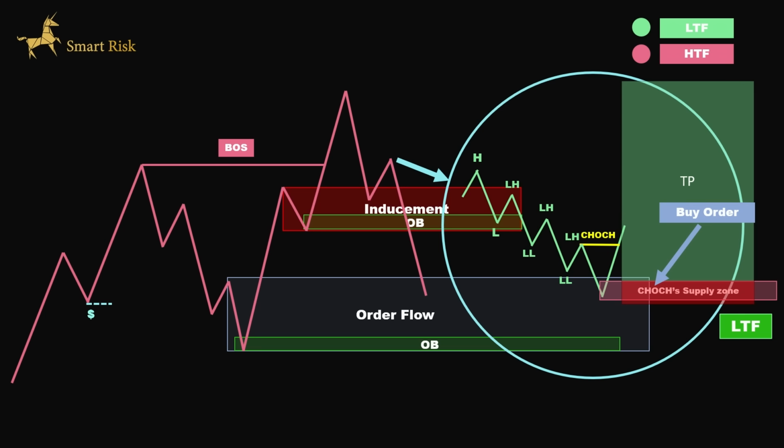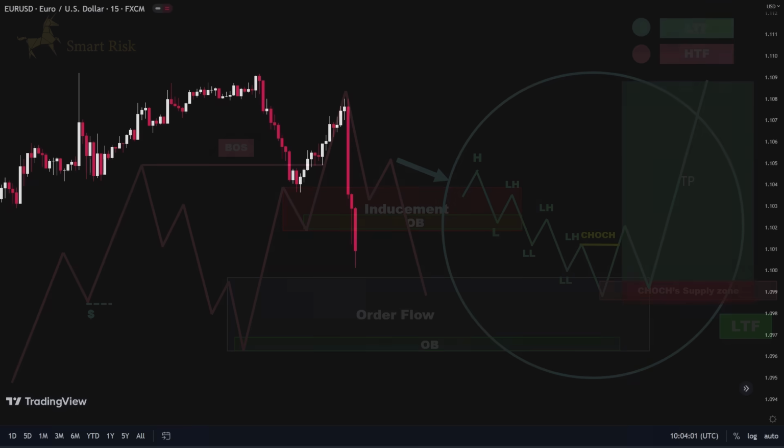To manage risk, our stop loss should be set a few pips below the lowest point of the zone. As for the take profit level, we have the option to target either the most recent unmitigated supply zone or the swing high. By following this trading strategy, we aim to capitalize on the bullish order flow and maximize our potential profits while effectively managing risk. Let's go ahead and see a real example.